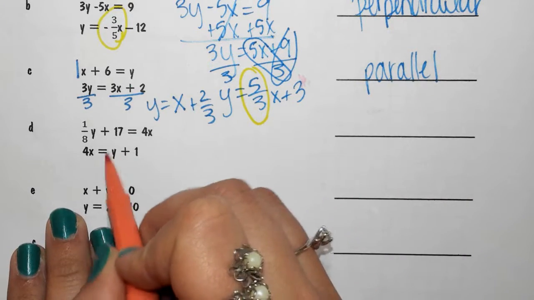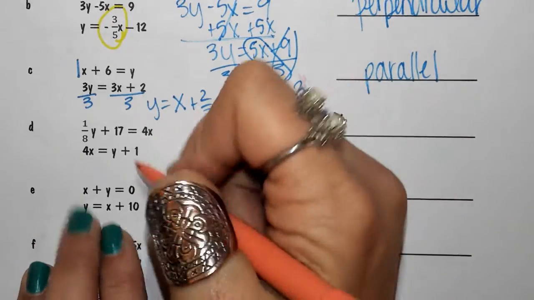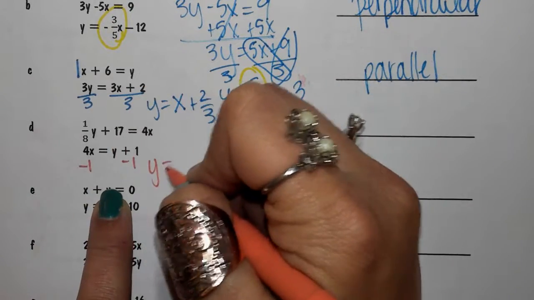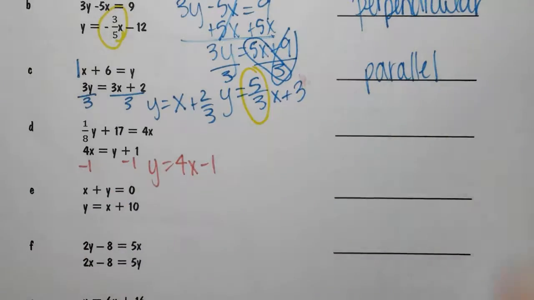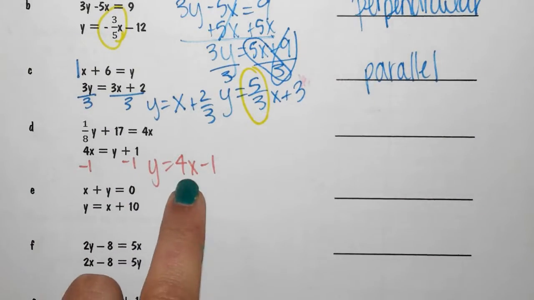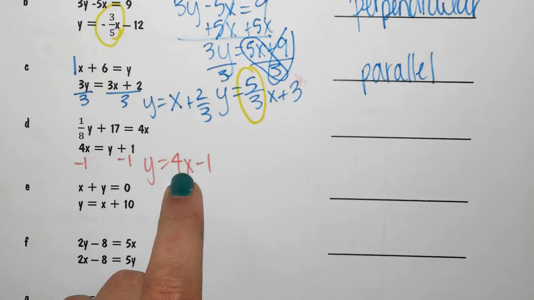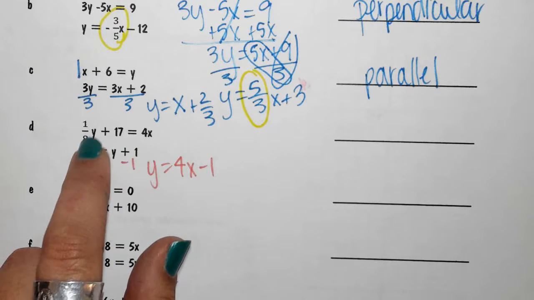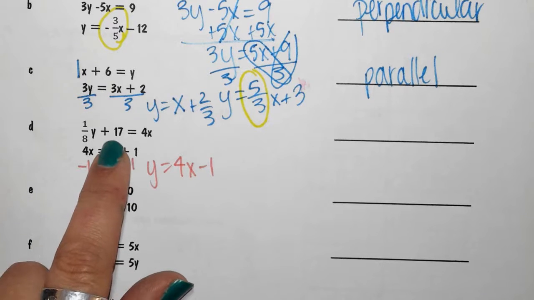All right, we need to get y by itself. So what would we do? You subtract 1. And you would get y equals 4x minus 1. Okay? Now, what's our slope of this one? 4. Now, you would think this one is 4, but is y by itself yet? No. So what would we need to do?